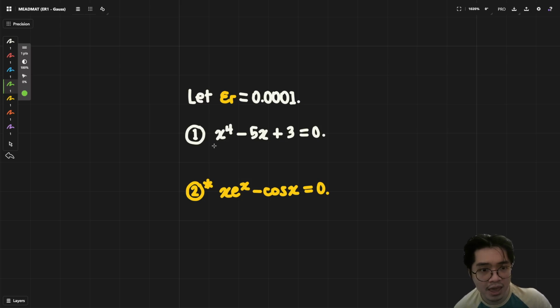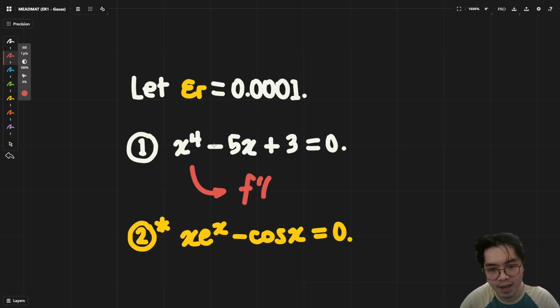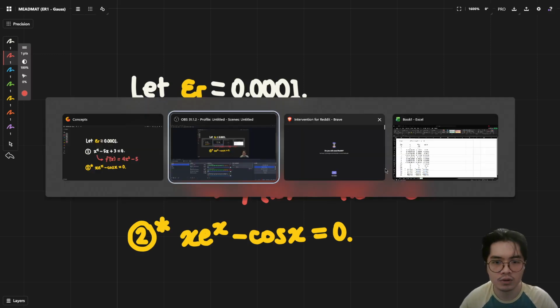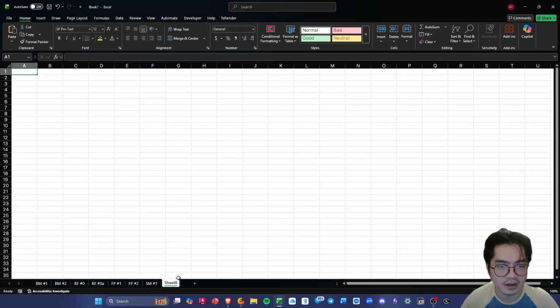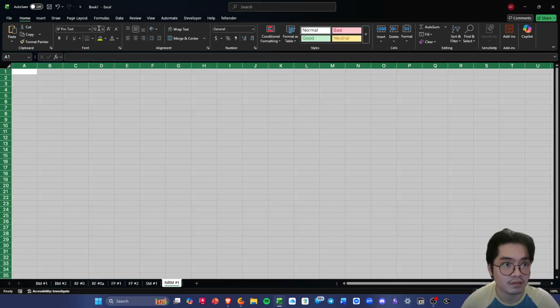Let's start with x raised to 4 minus 5x plus 3 is equal to 0. That will be our f of x. That means that if we derive, f prime of x is just 4x cubed minus 5, right? So let's remember those things, and then let's have them here. The NRM for 1. Everything again.